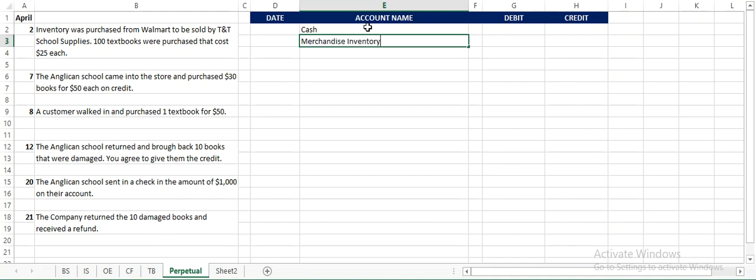That's because this business is in the business of selling school supplies, and they're purchasing textbooks. Textbooks are school supplies. So that's going to be a part of their inventory that they're later going to sell to customers. And so that's why it falls underneath merchandise inventory. So these are the two accounts because there's nothing else going on in this transaction. So therefore, these are the only two accounts affected. Let's go down to how are they affected.